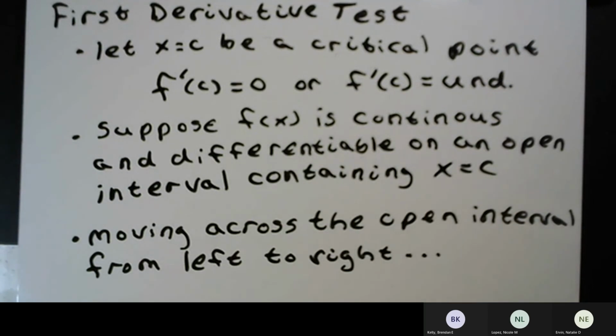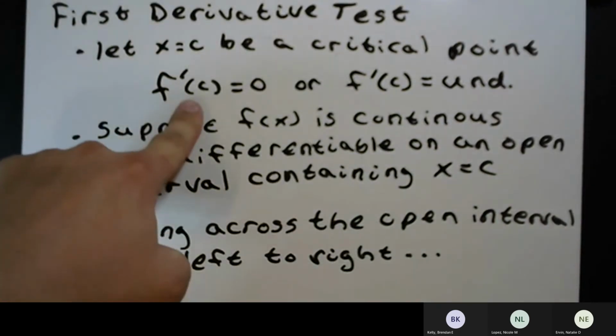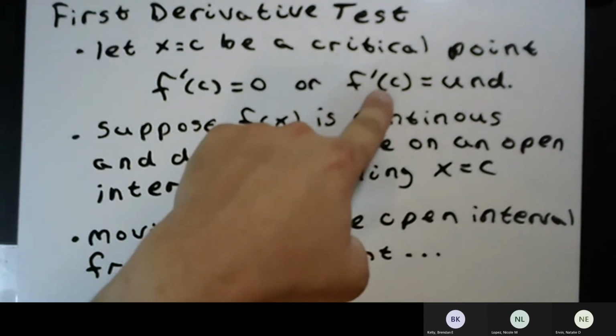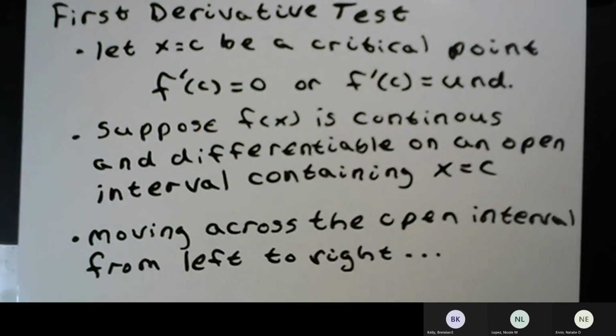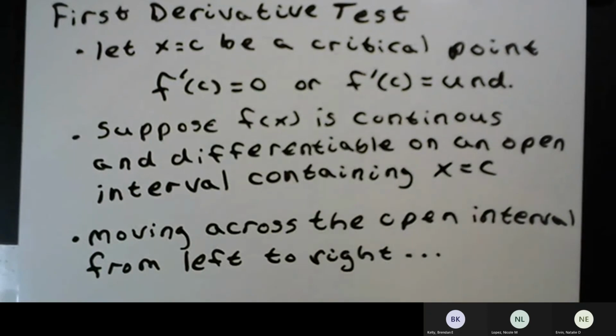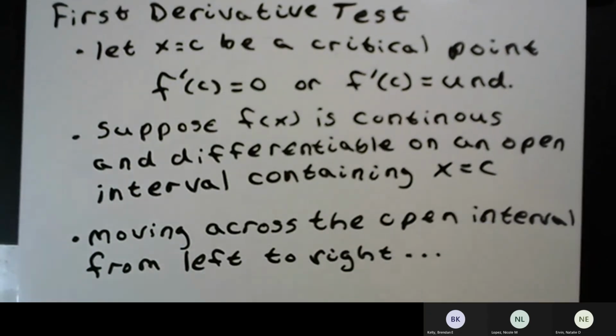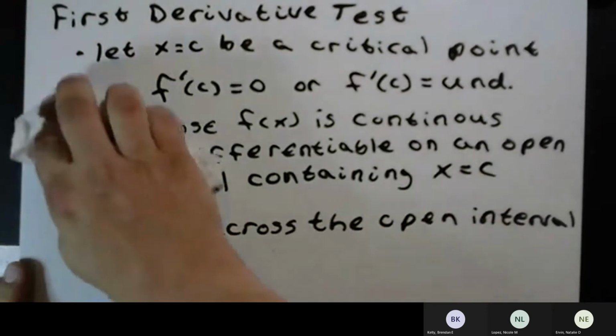All right. So let's take a look at the setup. We're looking for critical points. Now, this is where the derivative of f is 0 or where it's undefined. And we want to work on an open interval where f is continuous and it's differentiable at each point in this open interval. And this open interval contains, say, the critical point C. So as we're moving from left to right, what are we looking for?